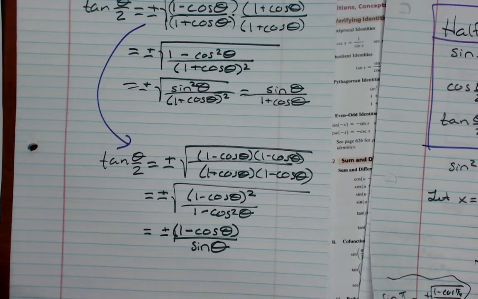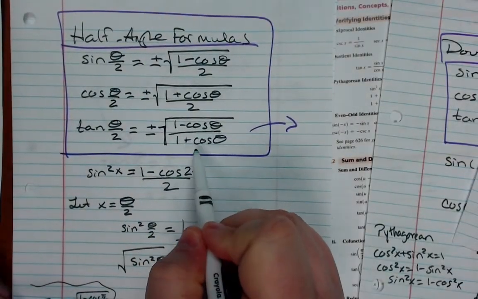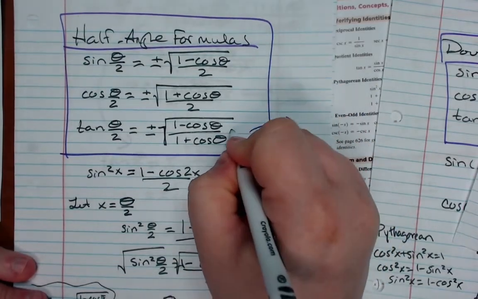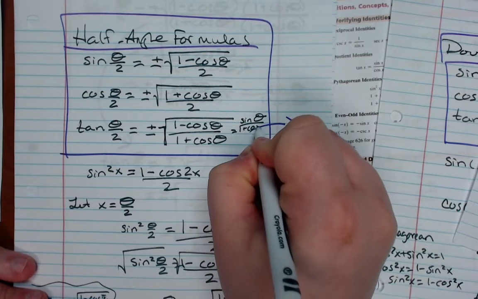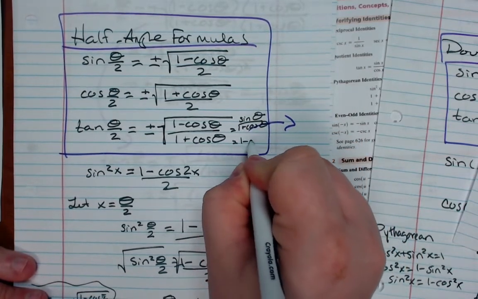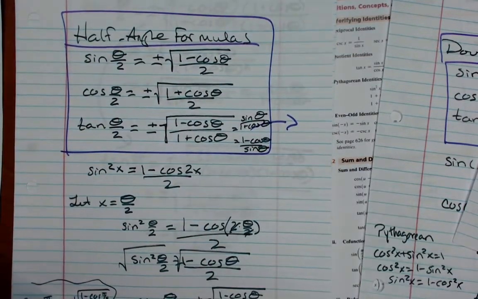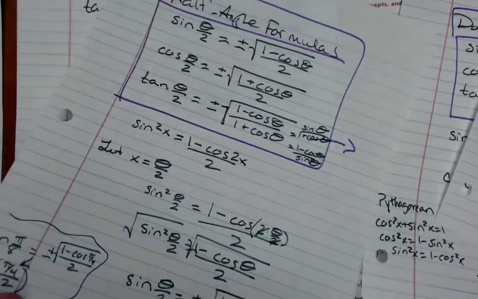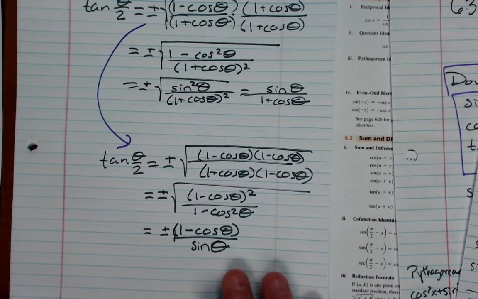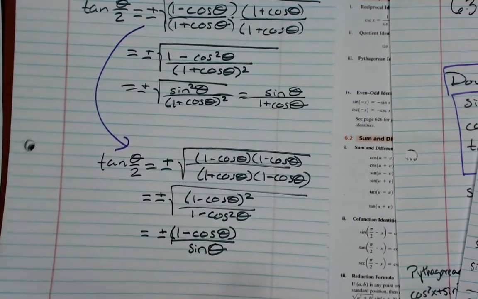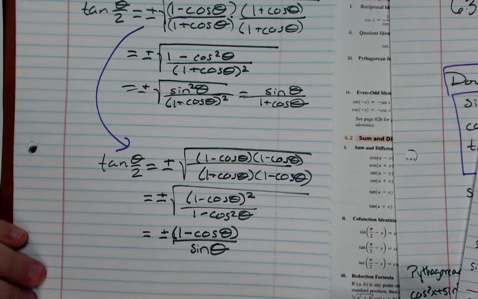And so for our tangent, we have three equivalent forms. We have the square root of 1 minus cos over 1 plus cos, but we also have sine theta over 1 plus cos theta, or 1 minus cos theta over sine theta. And those three forms are all on your formula sheet from the back of your chapter. Again, I'm not so concerned if you're memorizing all of them, but I do think you should be able to work through the algebra and get from one to another.